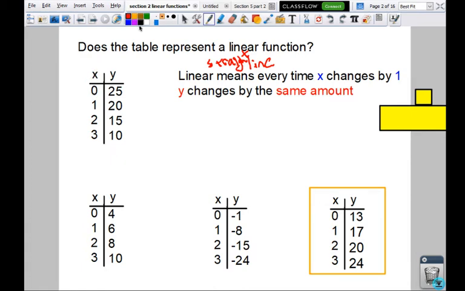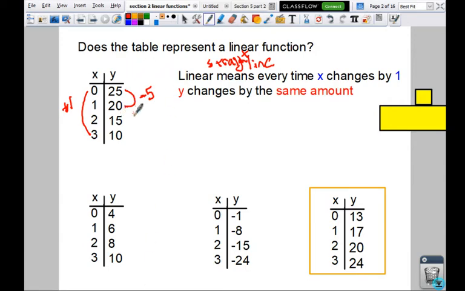So I'm going to start on this first table here on the left, and I'm going to look at my x. And the x part is easy. Does x change by 1 each time? Yeah. 0, 1, 2, 3, right? This is all by 1. That part's easy. Where it gets a little tougher is for the y's. So I need to see how much the y's are changing by. If I'm going from 25 to 20, how much is that changing by? 5. But it's going down 5, right? So I'm going to say this changes by minus 5.